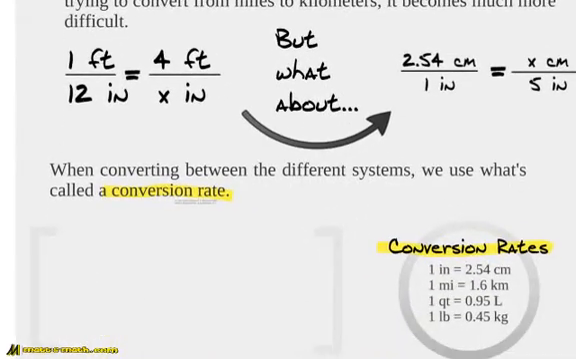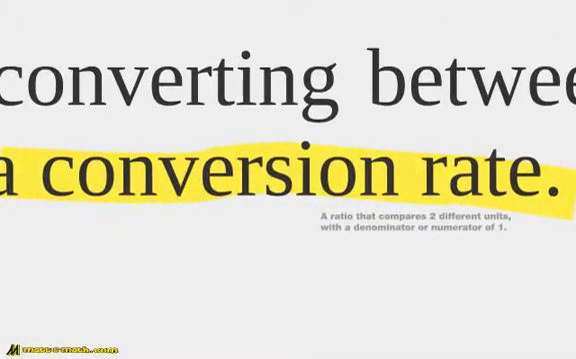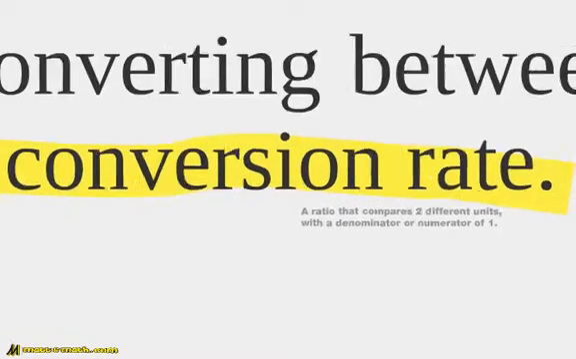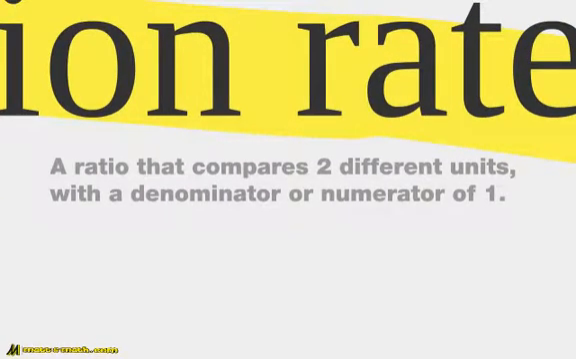All right, well, when we convert between these two systems, we use what's called a conversion rate. Okay, a conversion rate is just a ratio that compares two different units. You've got to make sure that the denominator or the numerator is 1. So if you're comparing it, it's got to be 1 inch to a certain amount of centimeters, or 1 centimeter to a certain amount of inches. Okay? Then one or the other unit has got to be 1. Kind of like a unit rate, right? Remember looking at that in the past?